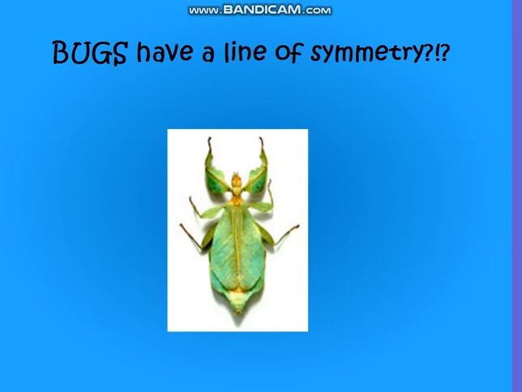Guys, did you ever think that a bug may have a line of symmetry? Let's check. Is this a line of symmetry dividing the bug into two exactly the same shapes? No, it's not. What about this one? Yes, it does. So even bugs have a line of symmetry.